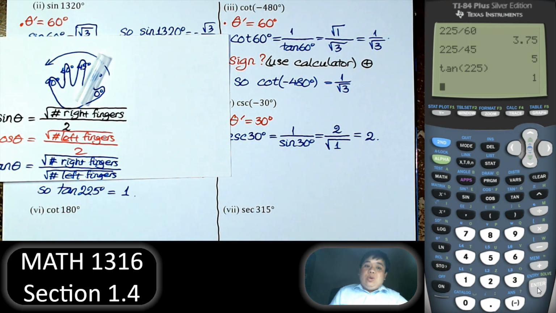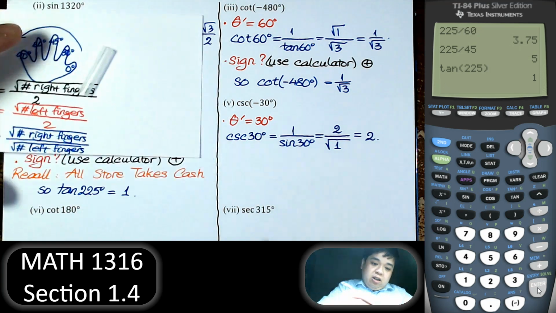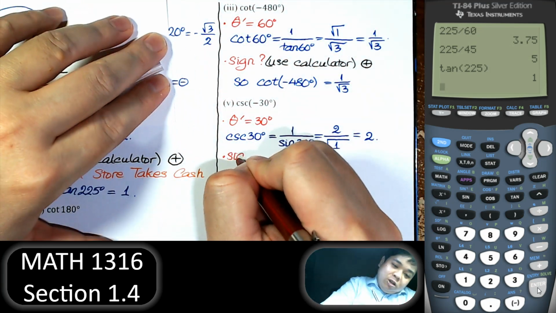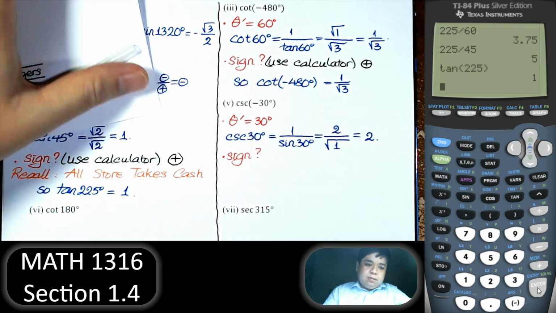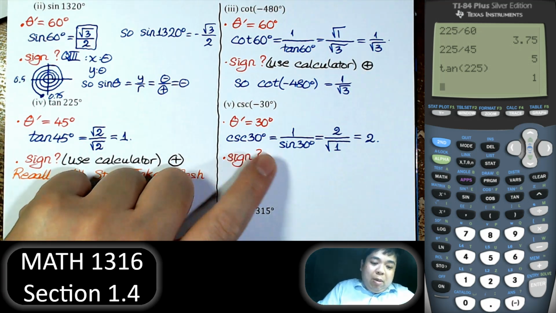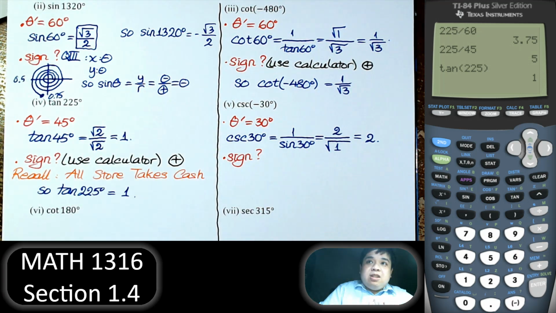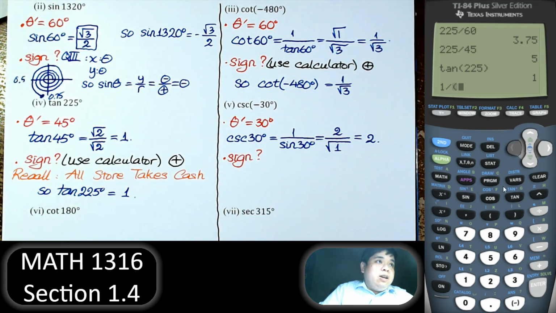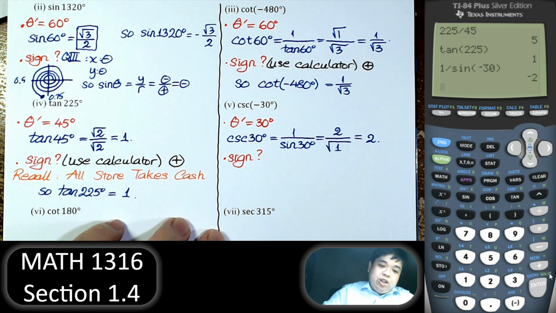And next, what is the sign of cosecant? Is that positive or negative? Remember, sine and cosecant have the same signs. Sine of negative 30 degrees is negative, so cosecant is negative 2.